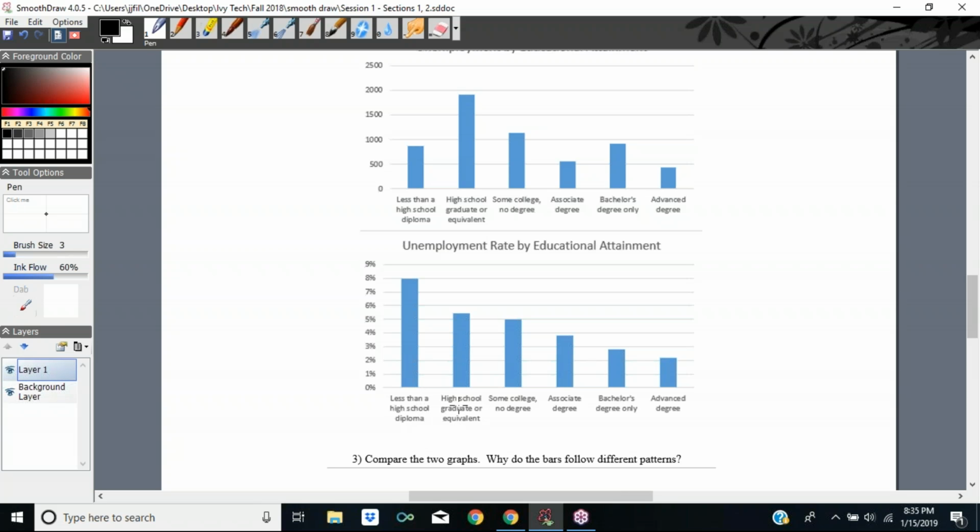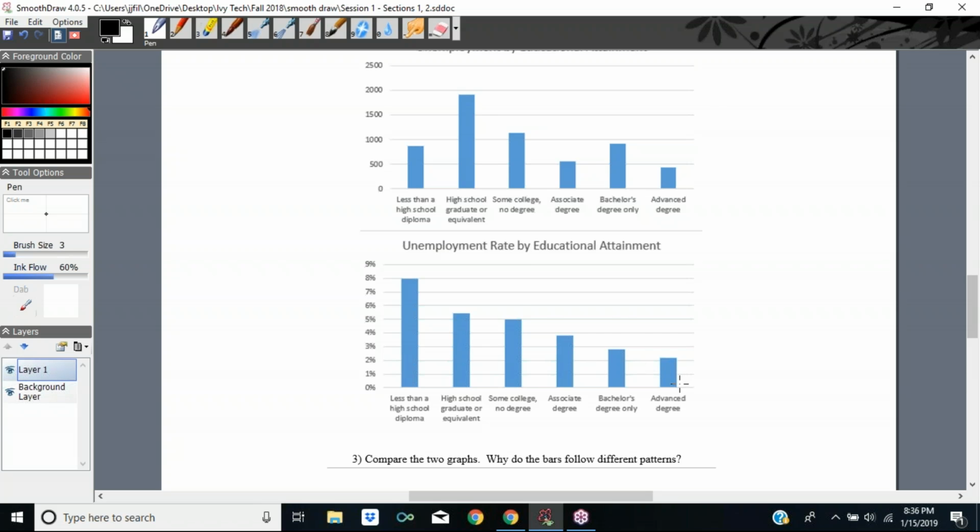The unemployment rate for high school graduate is about 5.5%. And these are all from that table on the previous page. And then some college is 5%, associate is like 3.9%.